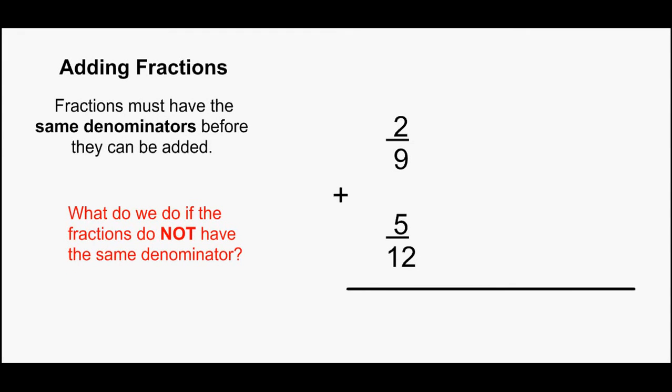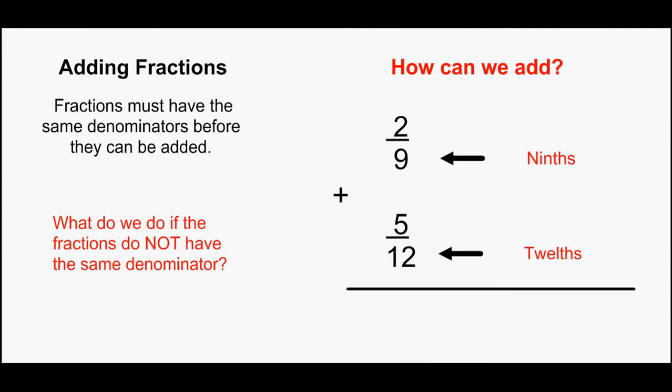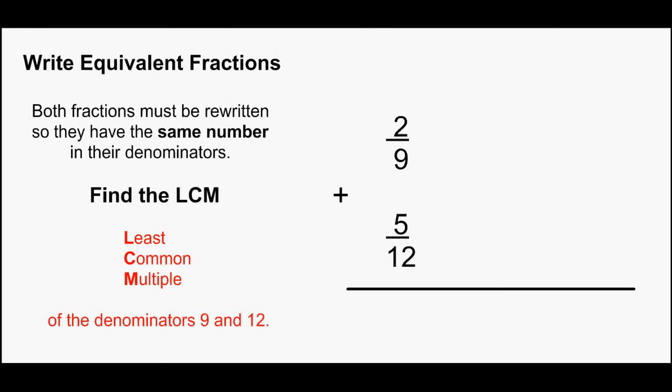Sometimes you will need to add fractions that have different denominators. But you already know fractions must have the same denominators before they can be added. So what do we do if they do not have the same denominators? For example, how can we add 2/9 plus 5/12? Well, we will need to rewrite them so they have the same number in their denominators. We will write equivalent fractions.